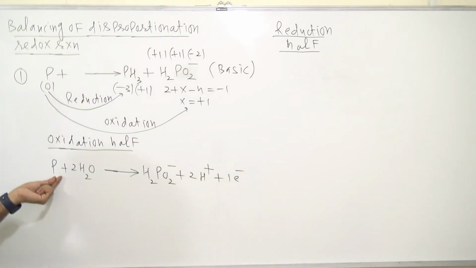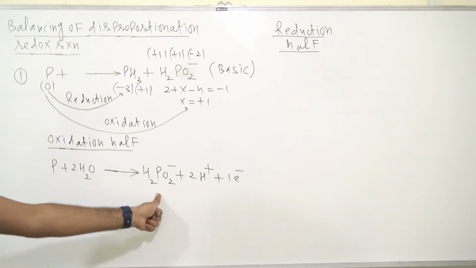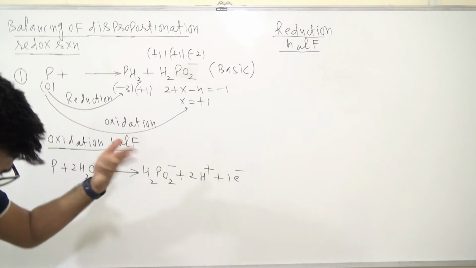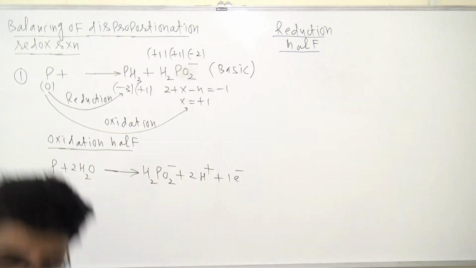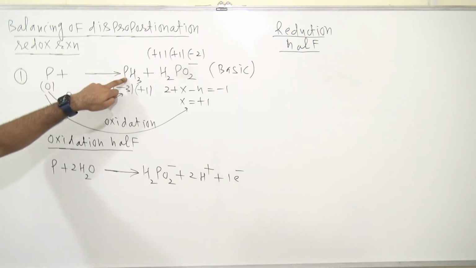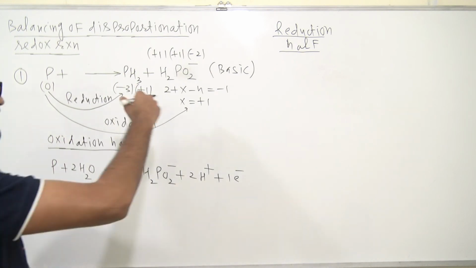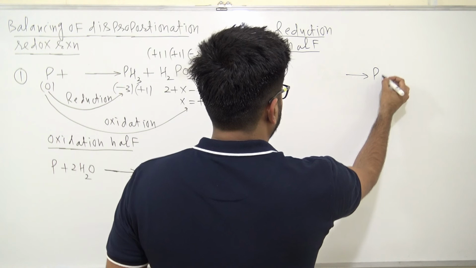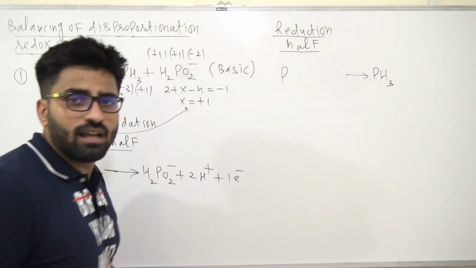Few students are like, but sir, you already wrote that P is converting into H2PO2 minus. Now why are you writing P is converting into PH3? Because that is also happening. That is also happening, yes or no? P is converting into PH3, that is also happening, right? So in the reduction half, I have to write P is converting into PH3. This is my reduction half, right?